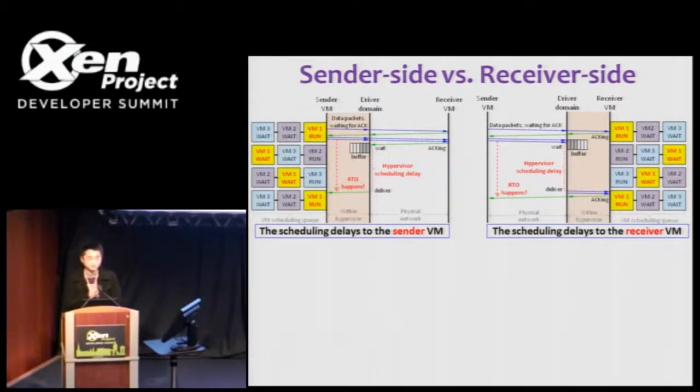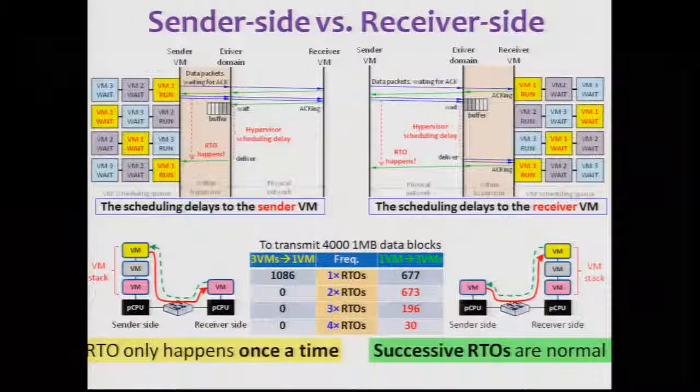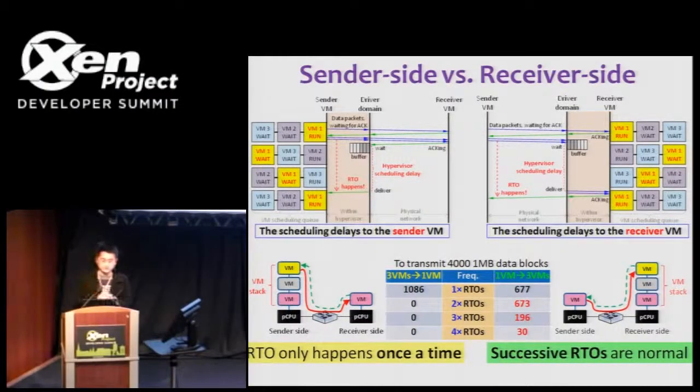So VM scheduling delays can happen on both the sender side and the receiver side. When the sender VM is descheduled, the ACK from the TCP receiver cannot be received until the sender VM wakes up. And when the receiver VM is descheduled, it cannot return the ACK to the sender until it gets CPU cycles again. But the nature of these two problems, I found, is very different.